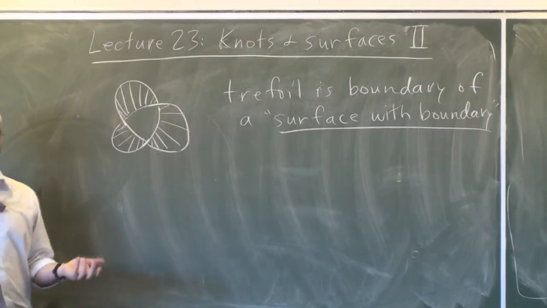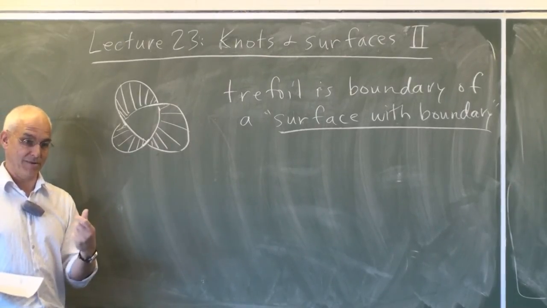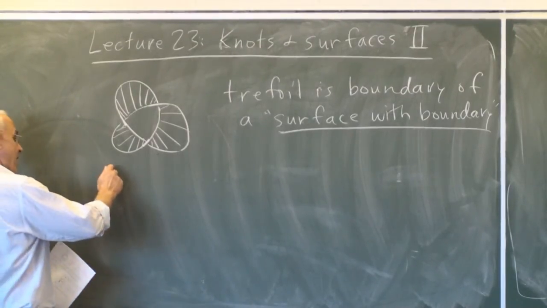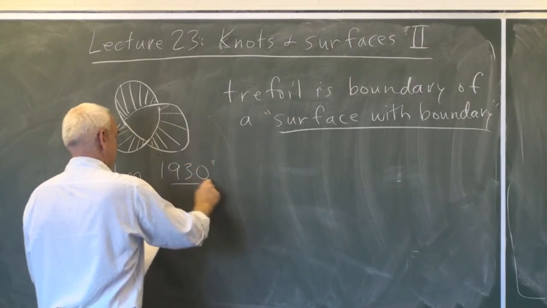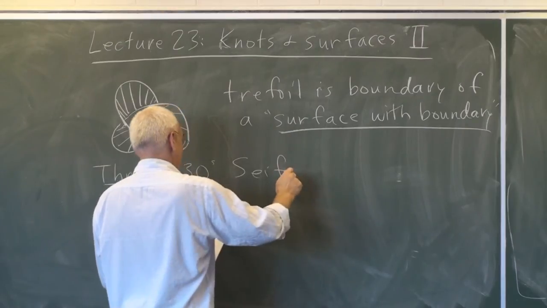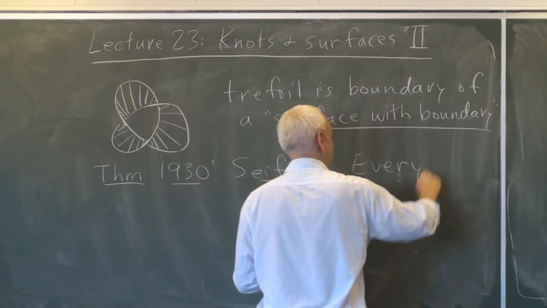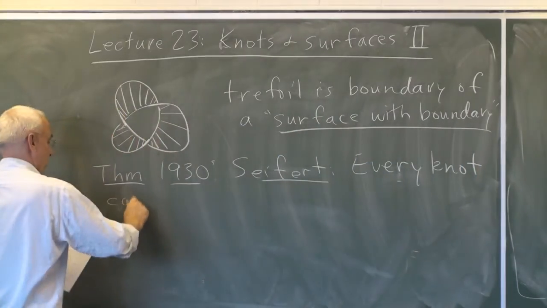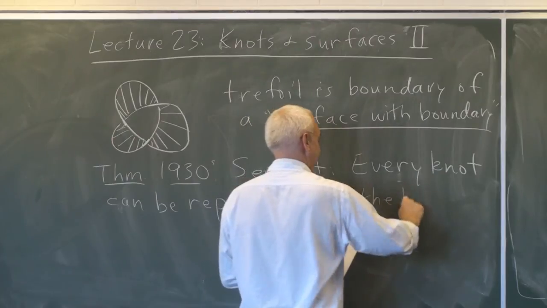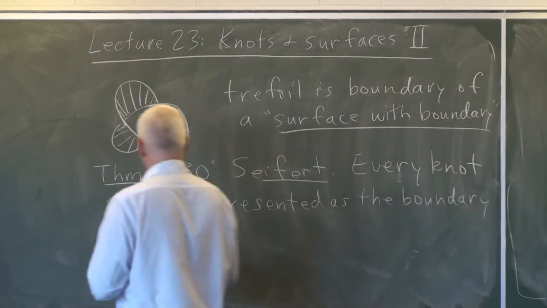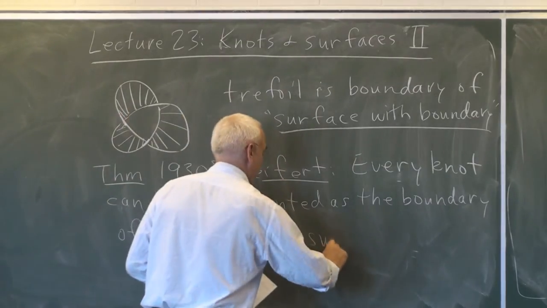So that's interesting, but if you took a much more complicated knot and tried to imagine how we can do the same thing for it, can we find a surface that has an arbitrary knot as its boundary? That seems like a very complicated problem. And it's kind of remarkable that in the 30s, Seifert proved that every knot can be represented as the boundary of an orientable surface. An orientable surface with boundary.